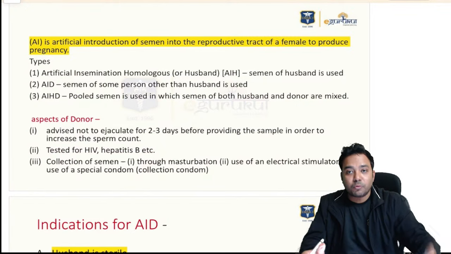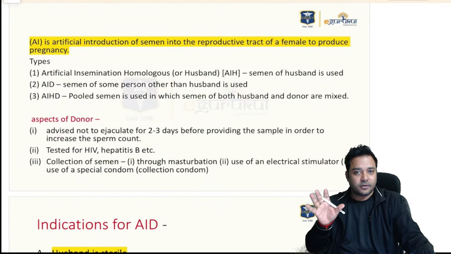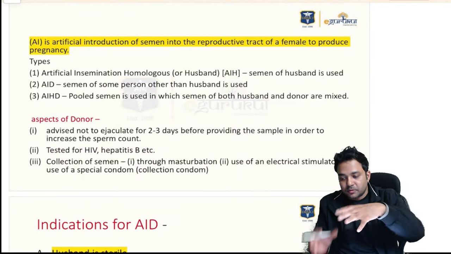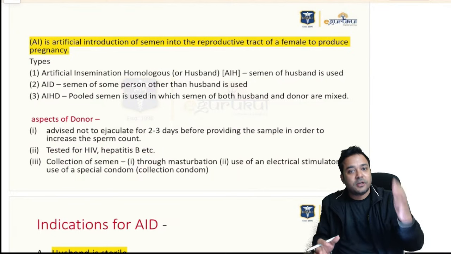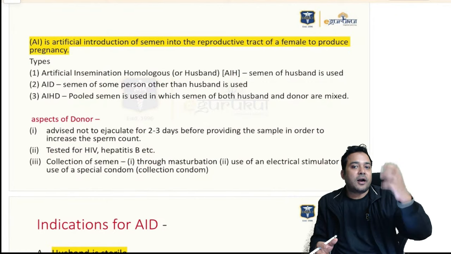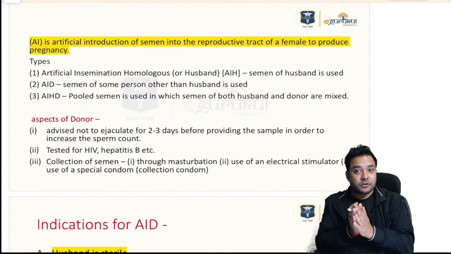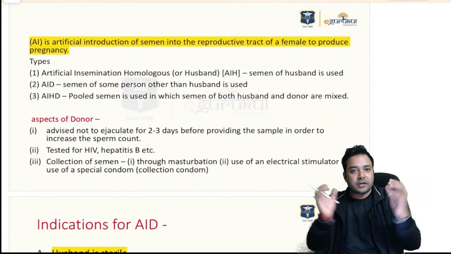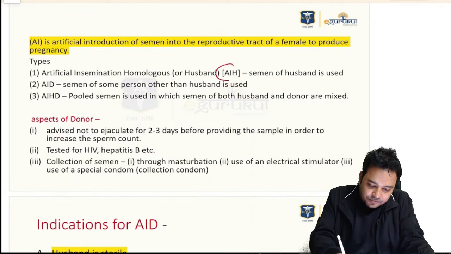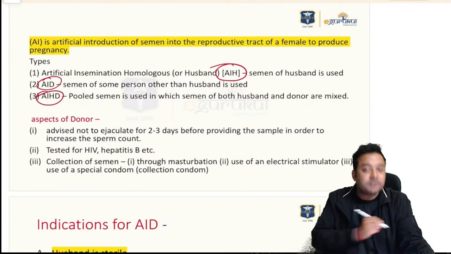Artificial insemination homologous, or husband, where the semen of the husband is used. But if the sperm motility is gone or not up to the mark, then semen of some other person other than the husband is used. That is what is called artificial insemination donor. If I mix husband semen with donor semen, this is what is called artificial insemination homologous donor. So these are my three types: artificial insemination husband or homologous, donor, and then the mixed variety.